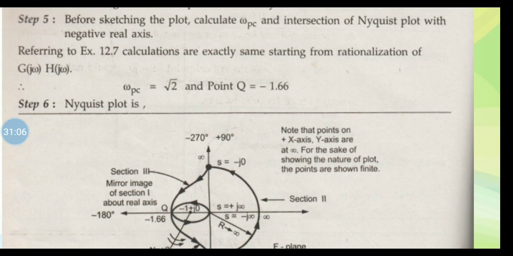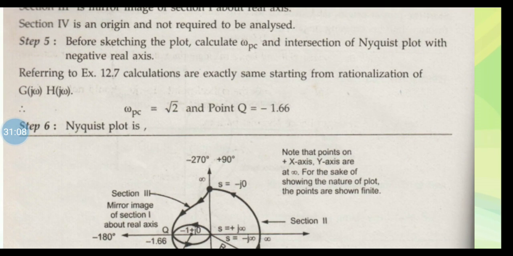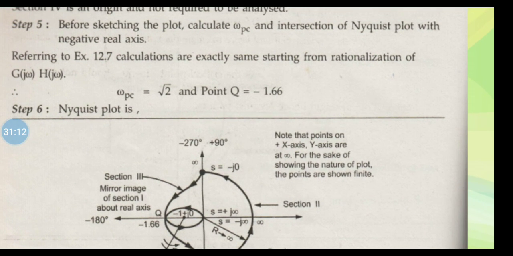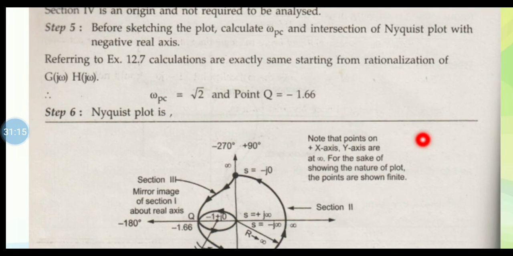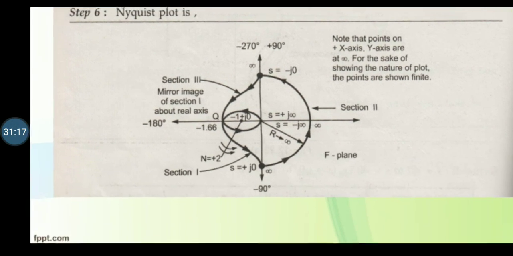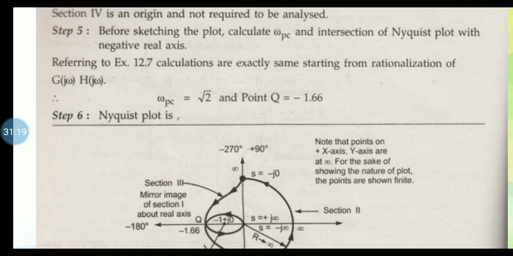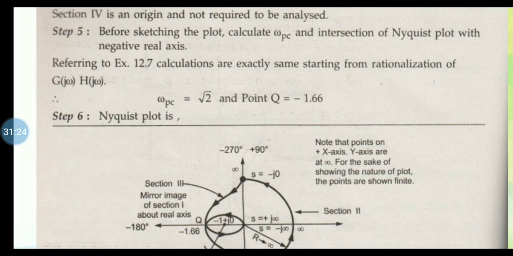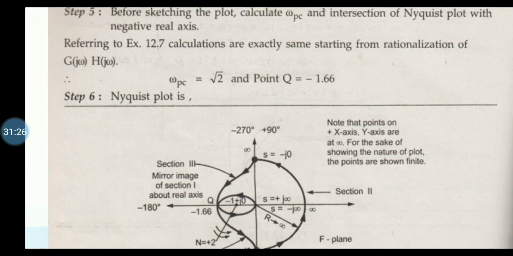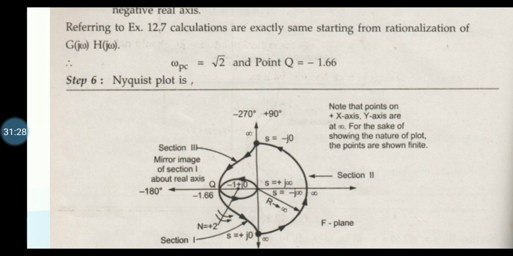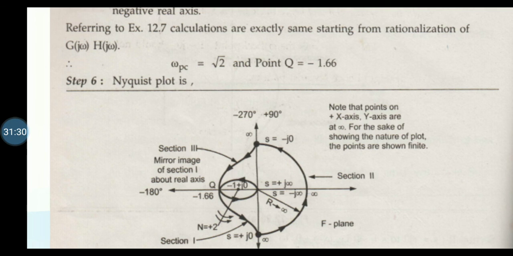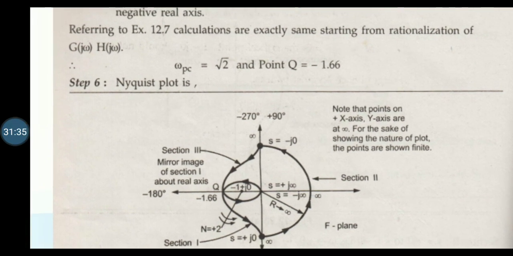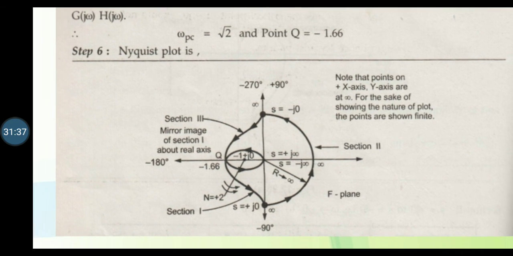Section 5: before sketching the plot, calculate omega PC and the intersection of the Nyquist plot with the negative real axis. We have to go for the rationalizing method as I told in the previous problem, and we have solved the same problem. So omega PC will come root 2 and point Q will come minus 1.66. This we have seen in the polar plot. The same example has been taken for Nyquist.